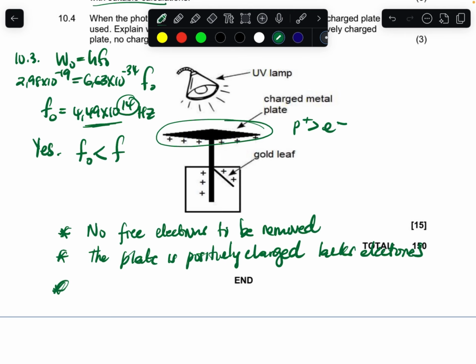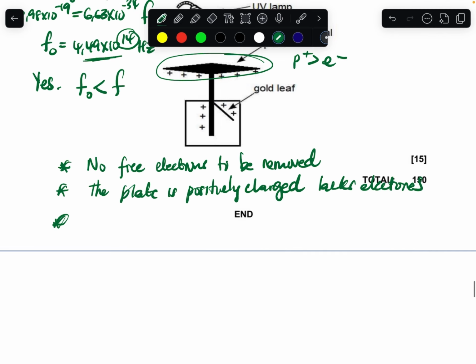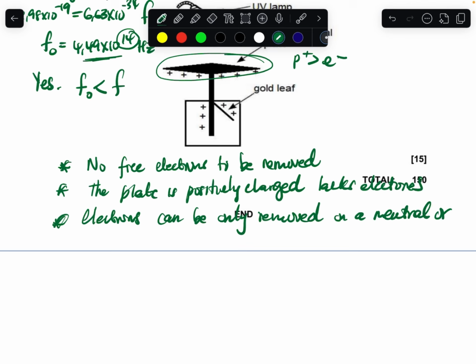Then another thing that you can say is that electrons can only be removed from a neutral or a negatively charged plate, right? That's how you answer that one.